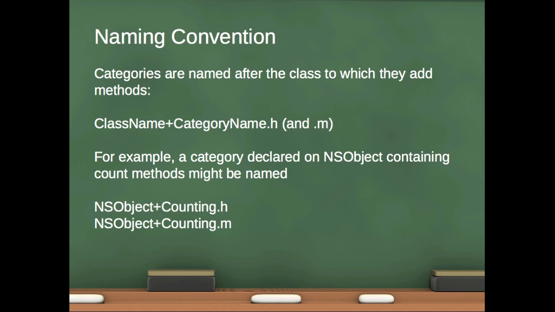Now, unlike a protocol, when we use delegation, a category does implement the methods that it declares in its header file. So we need both a header file containing the method declarations and an implementation file containing the actual implementations of those methods. Now again, a category cannot use properties. So no properties in a category, only methods.